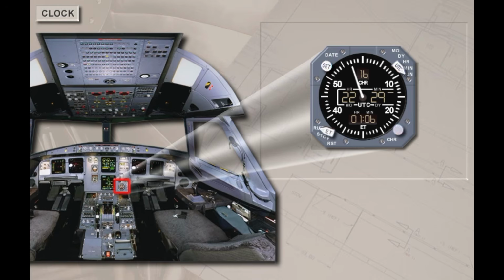A fully independent clock is installed on the right side of the center instrument panel. It displays UTC, or the date, elapsed time, and has a chronometer.